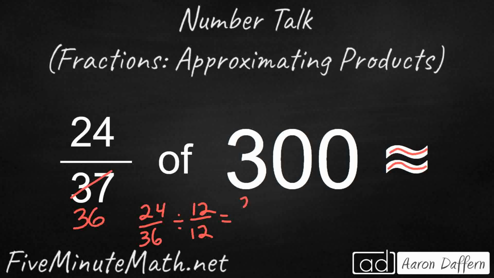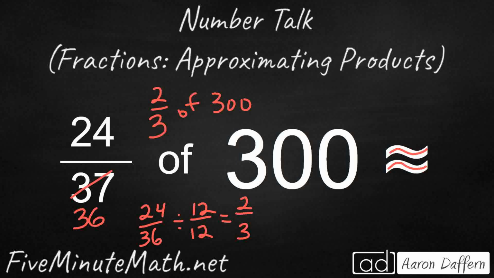And when we simplify, we are going to divide by a fraction that's equal to 1 that has the same numerator and denominator, but that is the largest factor. So 24/36 is just an equivalent fraction of 2/3. And if I wanted to think, okay, 2/3 of 300, that's a lot easier.